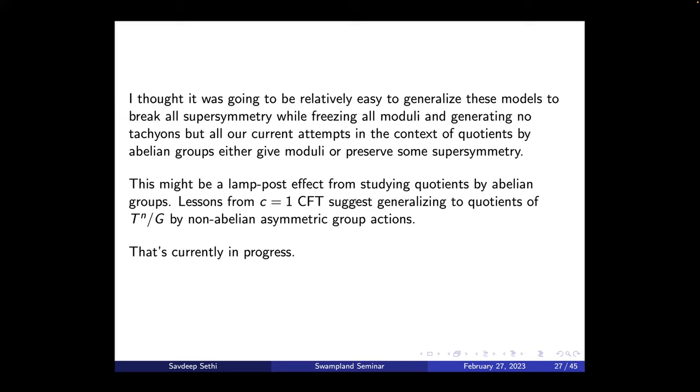Now, this might all be lamppost-ish. What we were studying were quotients by abelian groups, but we know from just looking at SQL 1 CFTs that the cases that don't have any moduli are constructed by quotienting by non-abelian group actions. So perhaps we need to generalize this construction to modding by non-abelian Gs. And that's something we're looking at, or have been looking at.